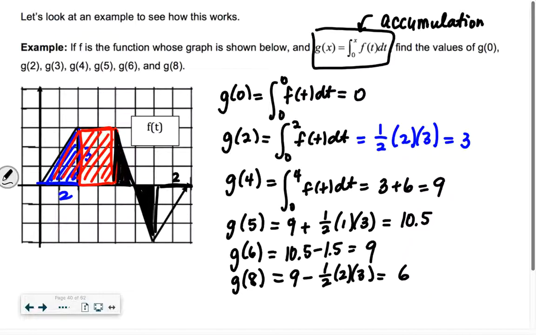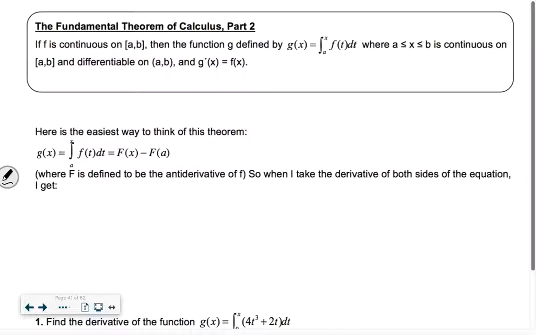Okay, that's an accumulation function. That's how that works. Okay, and we've done these a little bit before when we had the semicircles and the triangles and things like that. Same idea. All right, so Fundamental Theorem of Calculus Part 2 involves taking the derivative of this rate function.